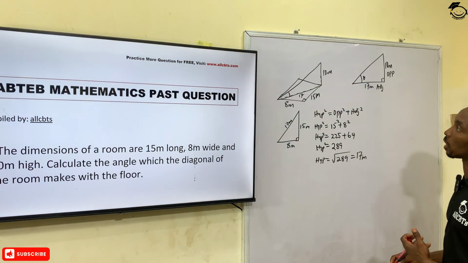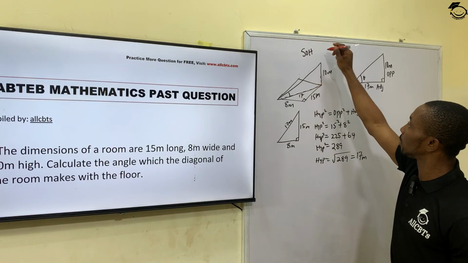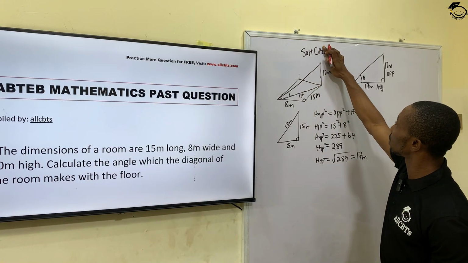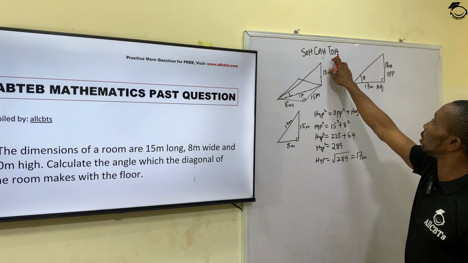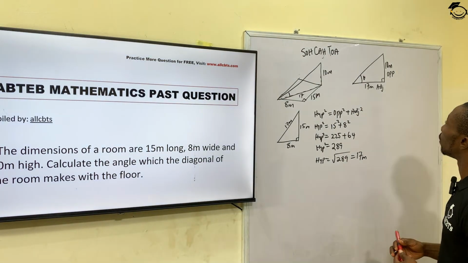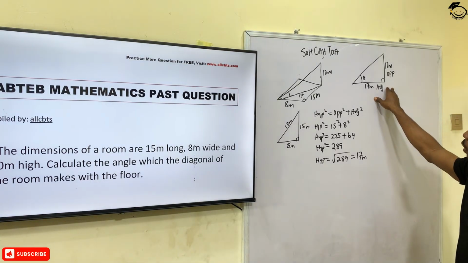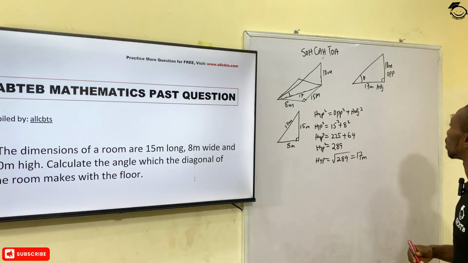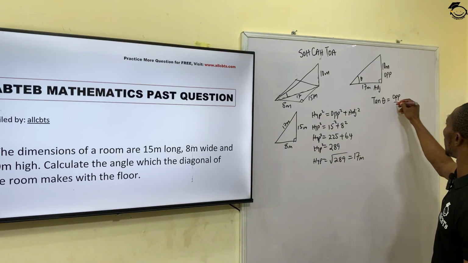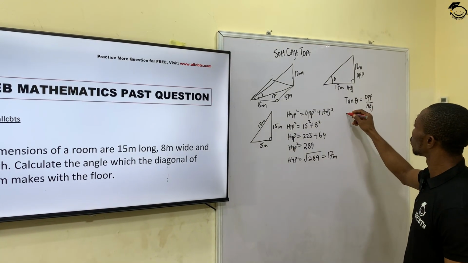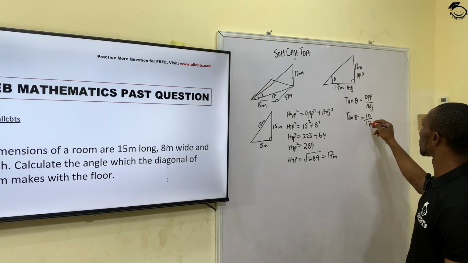Now, if we look at our SOHCAHTOA rule, where we have our SO, which is sine, opposite over hypotenuse, CAH, cos, adjacent over hypotenuse, and TOA, tan, which is opposite over adjacent. Now, from our diagram here, we are given our opposite and adjacent. So we are going to use TOA, which is tan theta. So tan theta equals opposite over adjacent. So tan theta in this case would be 10 over 17.